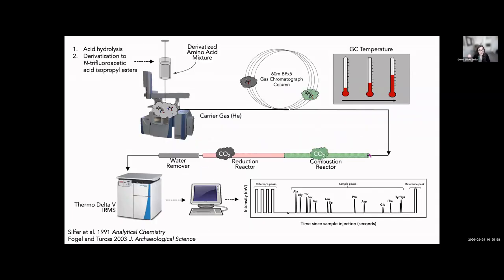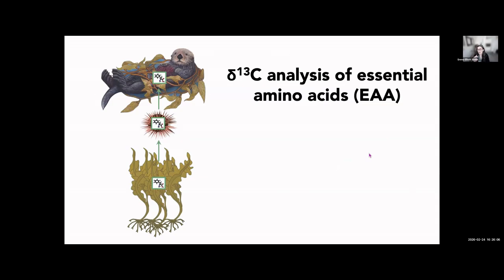I make these measurements via a GC-IRMS system. If anyone's interested in how we do this, feel free to ask me a question after the talk. But today I'll be presenting carbon isotope data from essential amino acids that we've isolated from the same archaeological specimens we've been talking about. And we focus on these compounds for a couple of reasons.